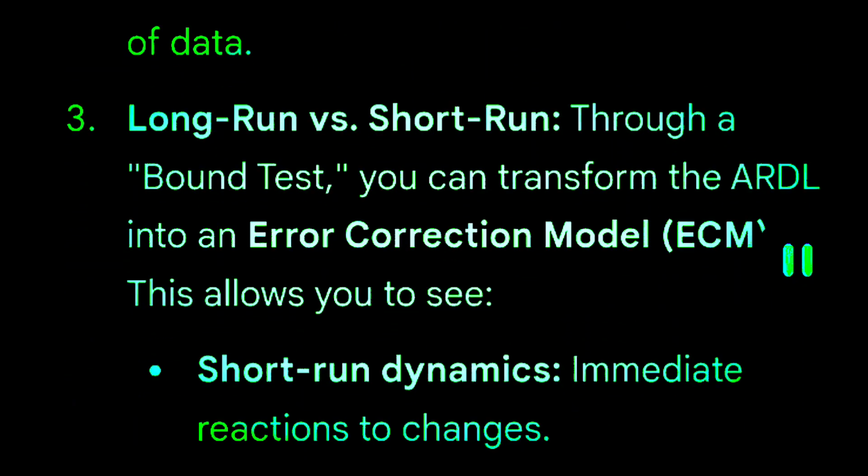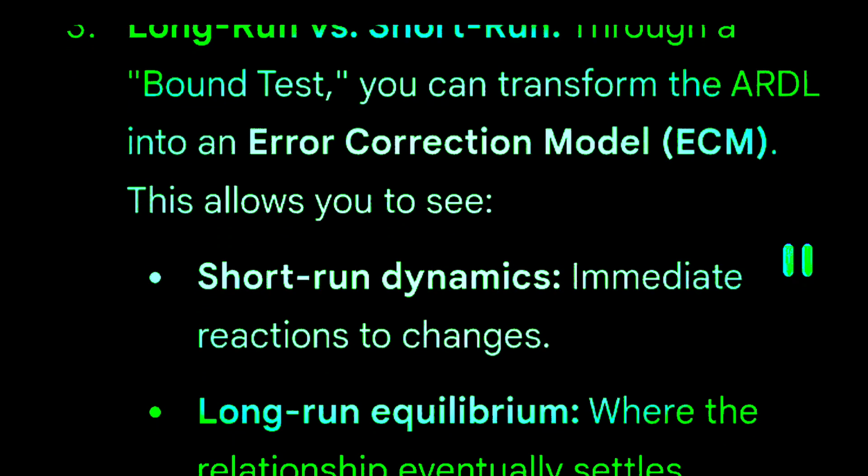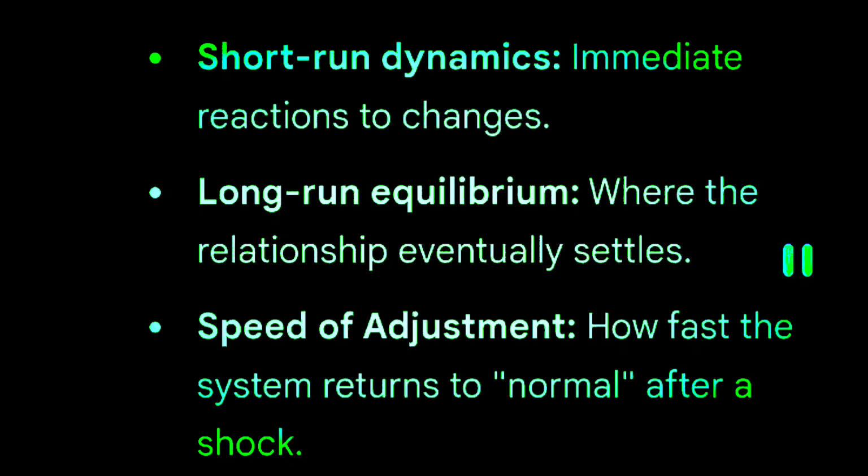Long run versus short run. Through a bounds test, you can transform the ARDL into an error correction model, ECM. This allows you to see short run dynamics, immediate reactions to changes. Long run equilibrium, where the relationship eventually settles. Speed of adjustment, how fast the system returns to normal after a shock.